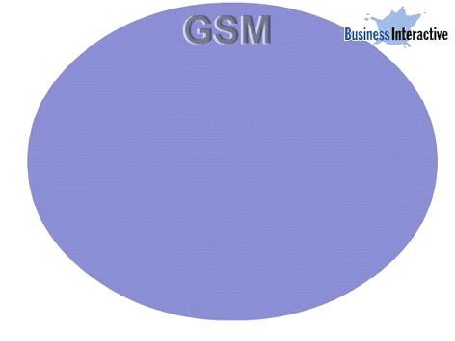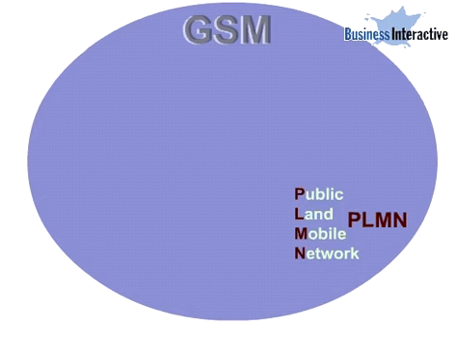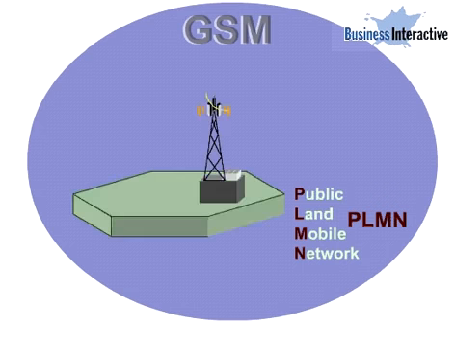In GSM, the Public Land Mobile Network, PLMN, is a cellular network with a hierarchical structure. The smallest unit is the radio cell, which the BTS supplies with frequencies, or in other words, radio channels. It provides the network coverage.